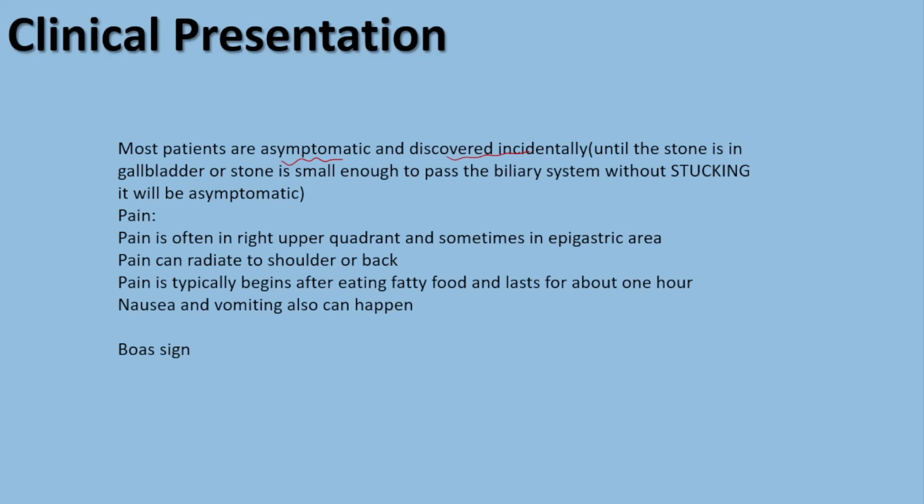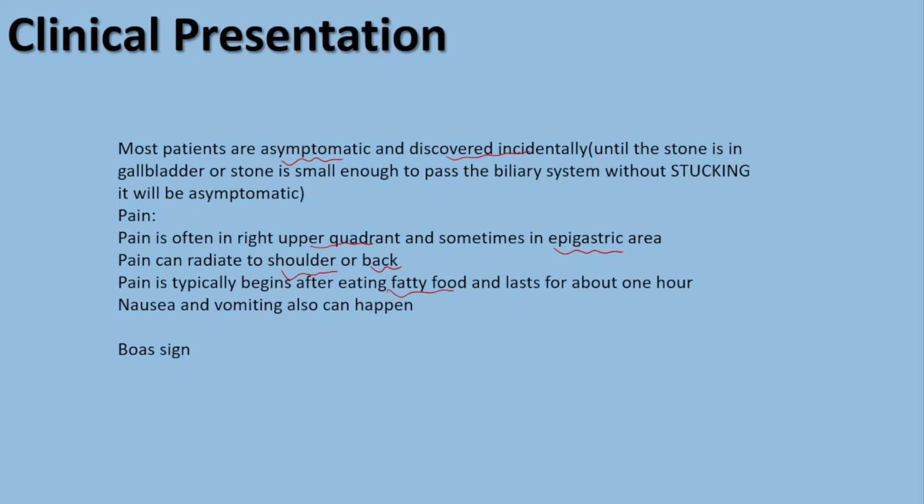If the stone gets stuck somewhere, the main symptom is going to be pain, and this pain is going to show itself in the right upper quadrant region and sometimes in the epigastric region, and the pain can also radiate to the shoulder and back of the patient. And the pain is typically going to come after eating fatty food.